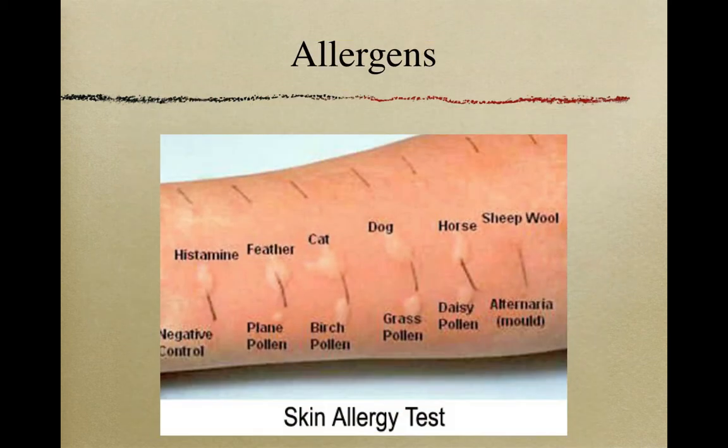I'm wondering if anyone's ever had this done. This is what's called a scratch test, where different types of things that may be allergens are sort of scratched into someone's skin, just to see what kind of reaction they have to it. Now, based on what the skin does, doctors are able to tell what kind of allergies that person might have. So you can see that this person is allergic to quite a bit of things. Feathers, cats, dogs, horses, sheep. I hope he doesn't live on a farm here.